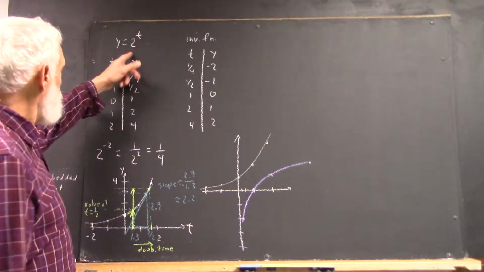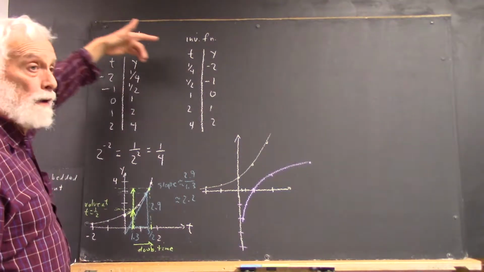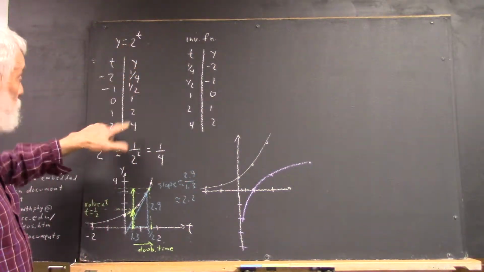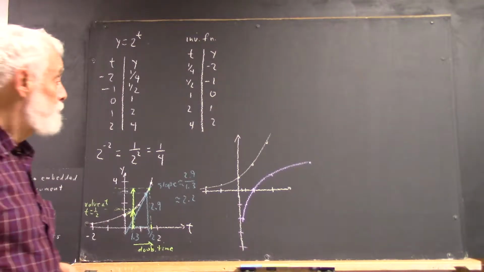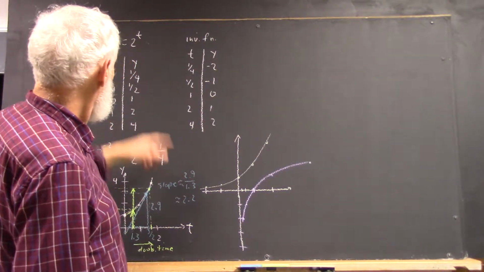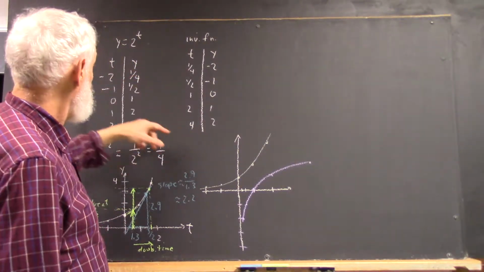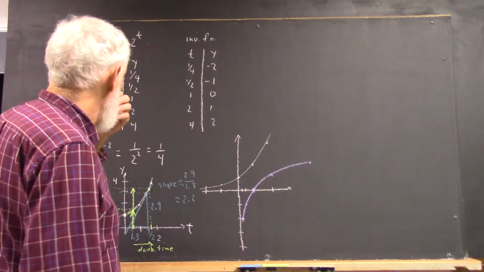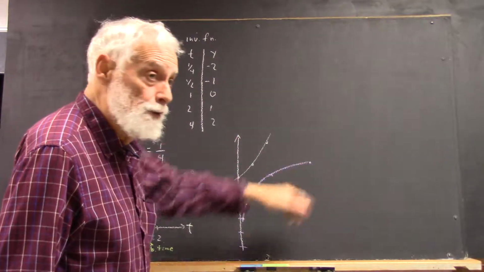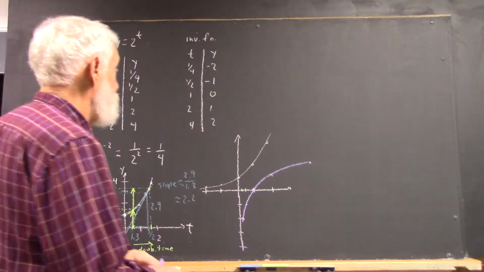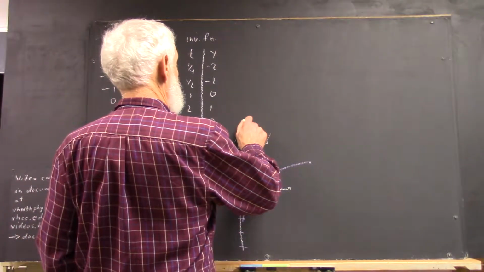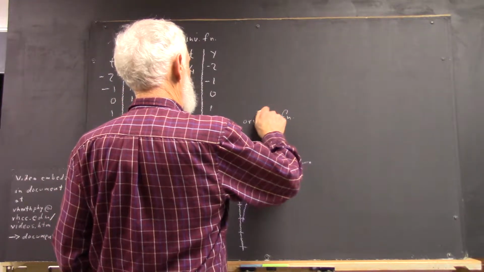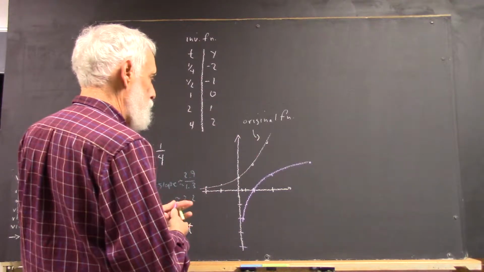Okay, the function inverse to y equals 2 to the t has a table that you can get just by switching the two columns, so that the y values here become the t values here, and the t values here become the y values here. And when we plot that, we get something that looks like this. Now here's the original function. And here's the inverse function.